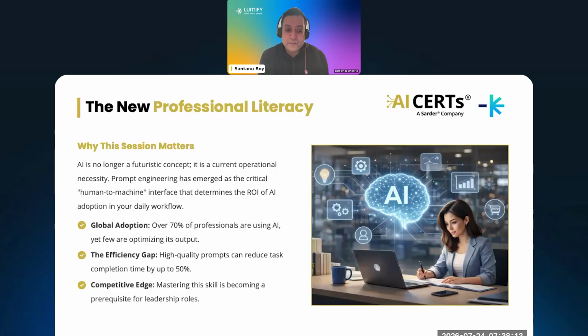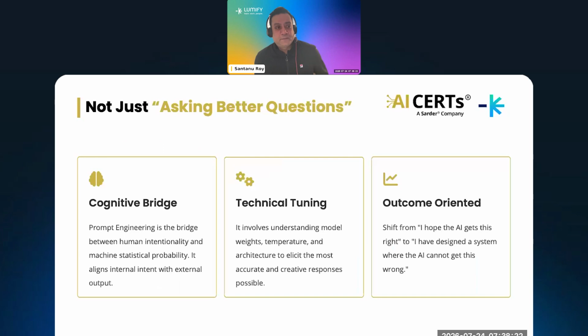So wait for that particular topic, and then you will be able to understand those frameworks properly and apply those frameworks in order to craft good prompts. Now let's talk about something known as cognitive bridge, technical tuning, and outcome oriented. I'll explain what these things are all about.